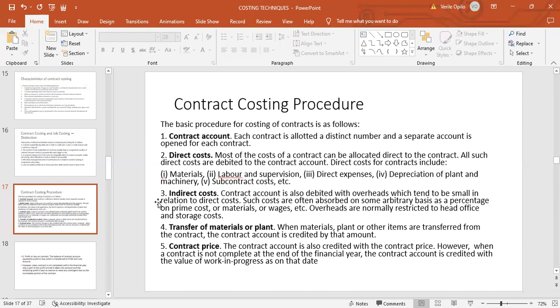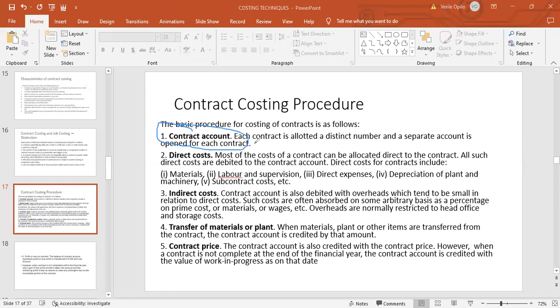So the procedure for contract costing involves you coming up with the various costs of the business. And these various costs are usually recorded in what we call the contract account. We will be looking at how we prepare a contract account.